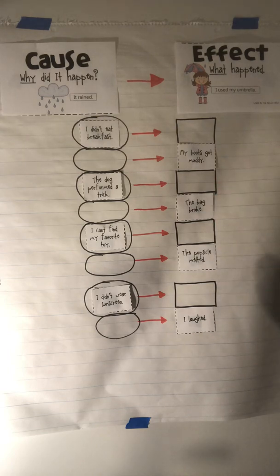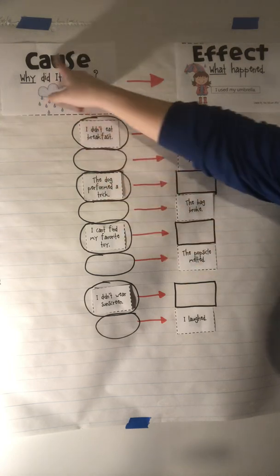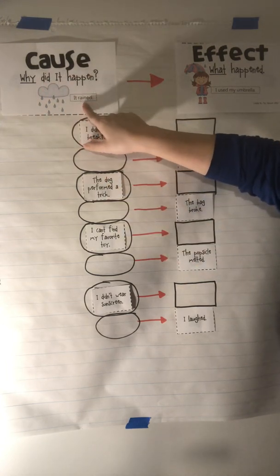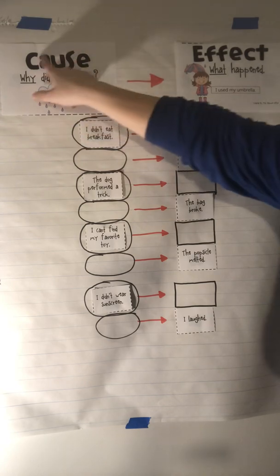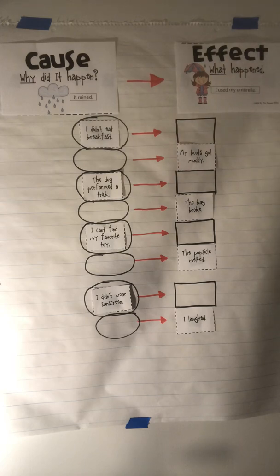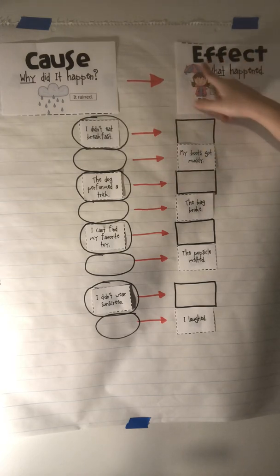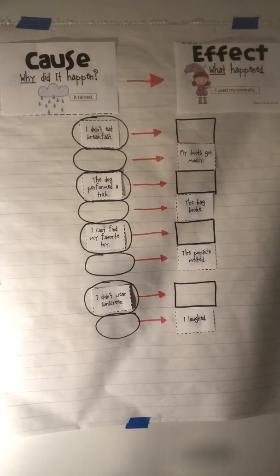I know, Ms. Cortez, what are you talking about? So the example I have for you here is a cause would be it started raining. So let's say it started raining outside. That's a cause. Why did it happen? And then what happened because it started raining is the effect. So if it started raining, what would happen because of that?